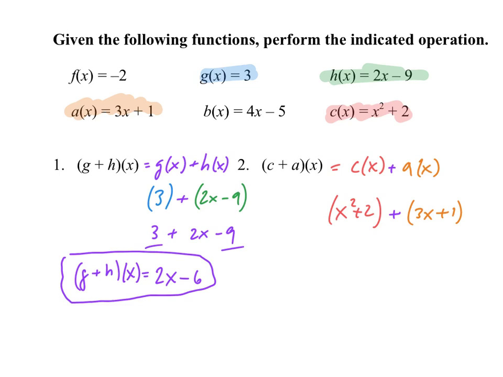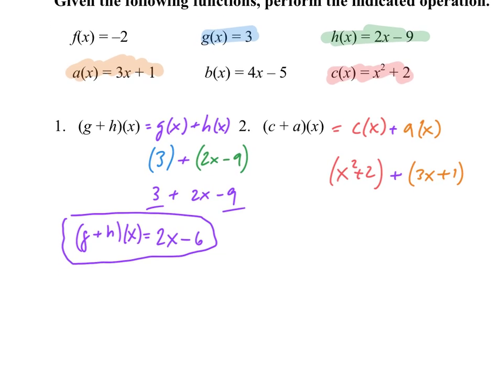Again, what I'd want to look at here is whether there is anything in front of the parentheses to distribute or anything like that. And again, in these cases with addition, there's nothing here, so the parentheses aren't doing anything particularly important. So x squared plus 2 plus 3x plus 1. Then, looking for any like terms, we do have a 2 and a 1 that are like. So I would start with my notation, c plus a of x.